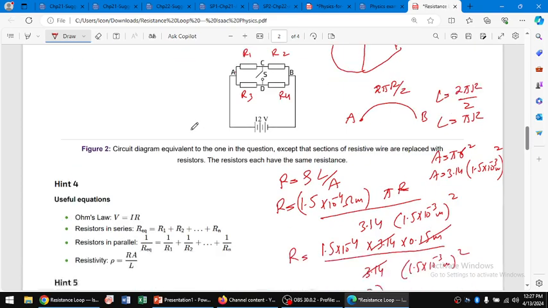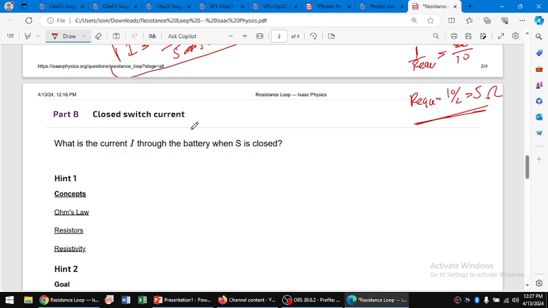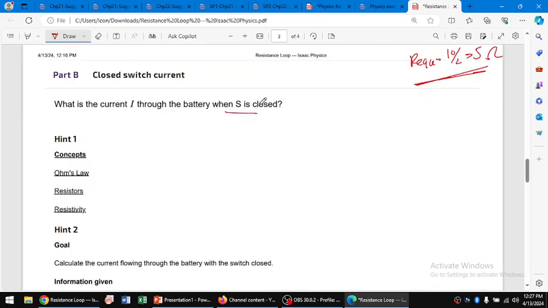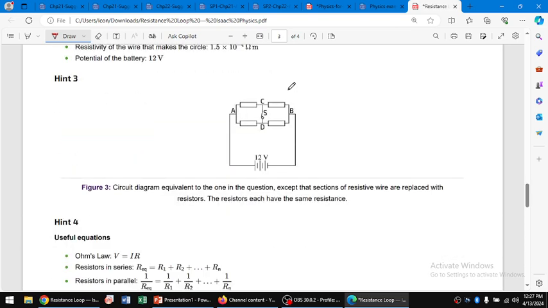Okay, now when the switch S is closed, we can solve this by using the same formula. But now in this case, our length will be a quarter, four times, because you know that this is a circle, from A to C, C to B, B to D, D to A.